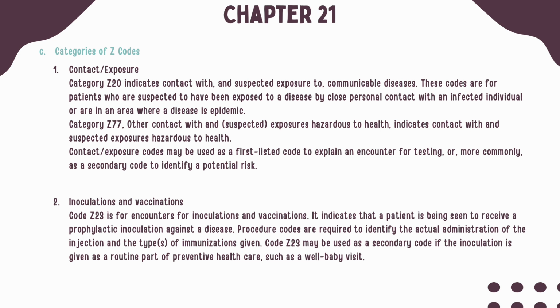Code Z23 is for encounters where vaccinations and inoculations are given. It indicates that a patient is being seen only to receive prophylactic inoculation against the disease. In addition to Z23, a procedure code is required to identify the immunization given, as well as a code for the administration of the injection. Code Z23 can be used either as a primary or secondary code based on the encounter.